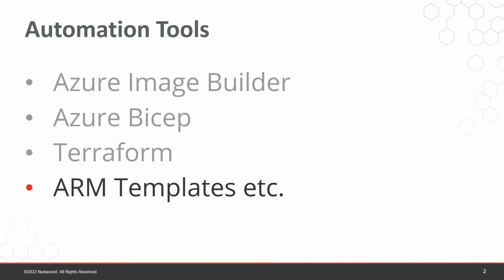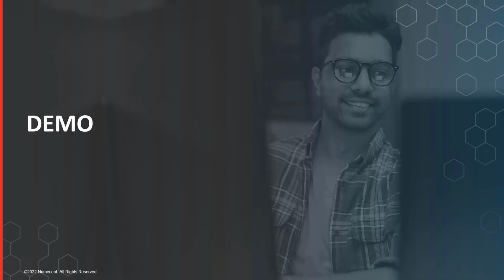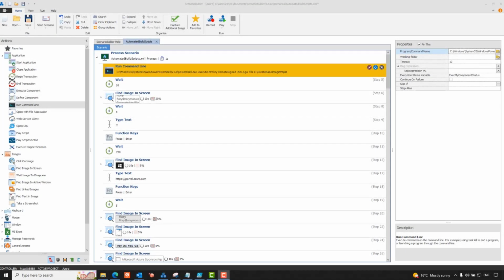I could have used so many different tools for this demo, but in the end, I decided to try a low-code approach by leveraging ARM templates from Azure, Robotic Process Automation using fellow AWS, Citrix, and Microsoft partners Automai, and just a little bit of PowerShell thrown in there too. With that said, let's take a look at how I automated the image build process so I can let a robot do the work of building a fully patched Windows 11 custom image for my Windows 365 Cloud PC users each month. Here you can see Automai Scenario Builder.